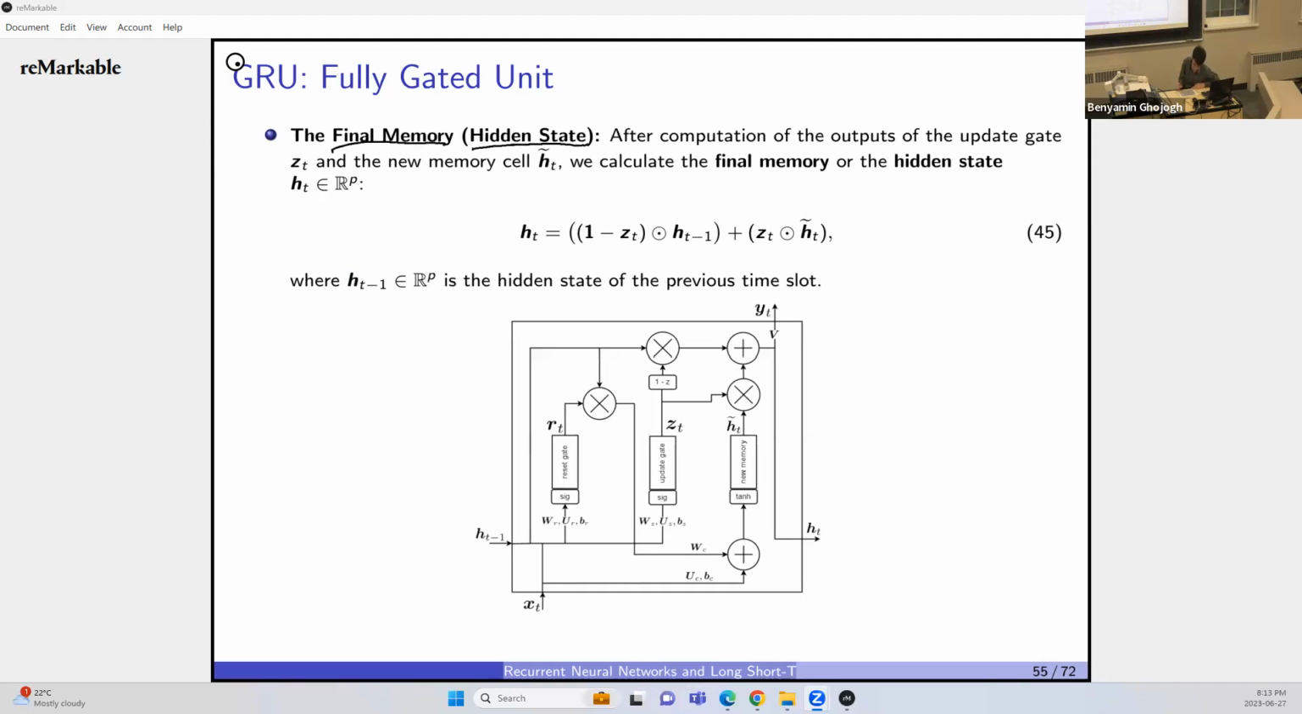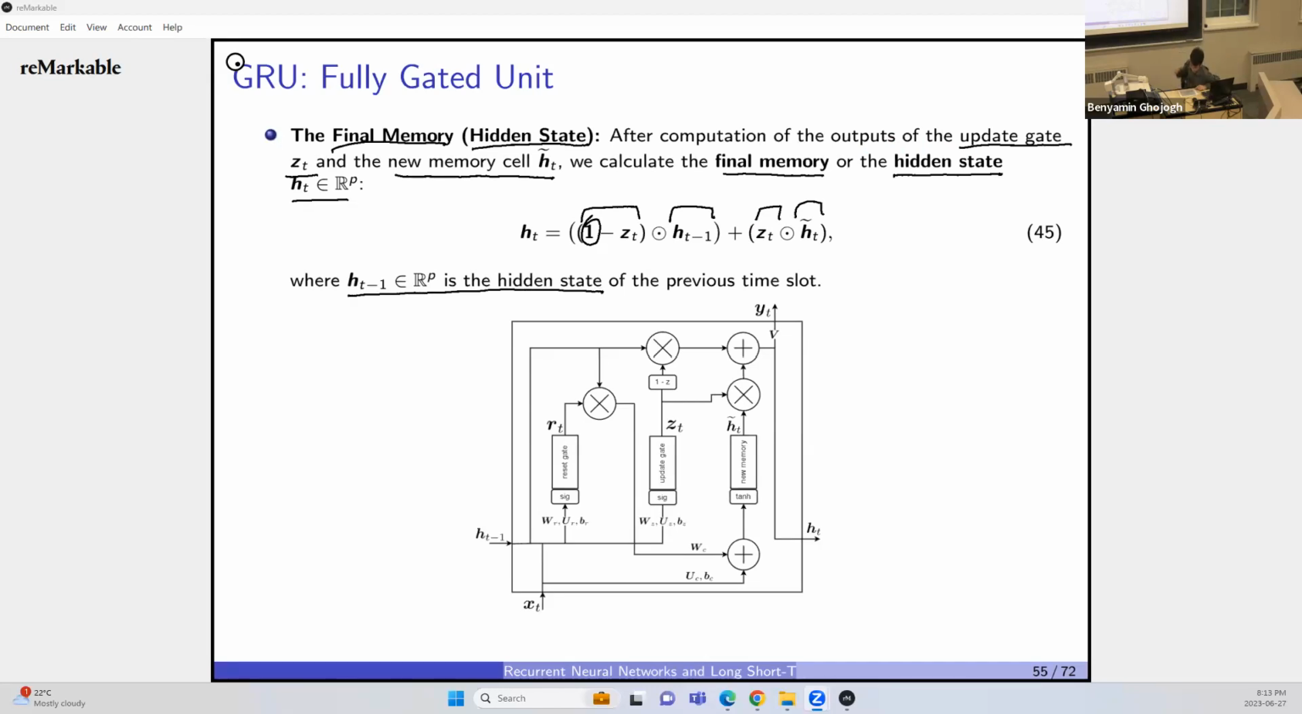And what does it do? It takes the outputs of the update gate ZT and new memory cell HT tilde, and we calculate the final memory or hidden state HT, which is a p-dimensional vector. It is a Hadamard product between 1 minus ZT and HT minus 1. Also, a Hadamard product between ZT and HT tilde. By the way, this one is a vector of ones, right? Okay. HT minus 1 is the hidden state of the previous time step.